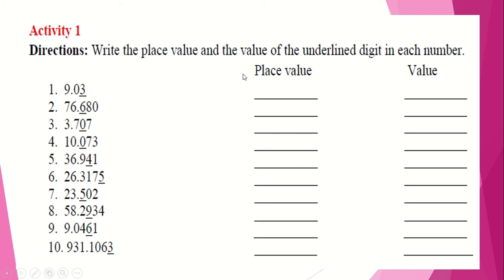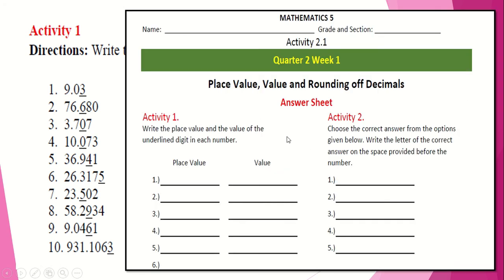Okay? So to answer the activity, it says: write the place value and the value of the underlined digit in each number. The underlined digit here is 3. We have an answer sheet where you will write your answers, and you will pass this answer sheet. What is the place value of this? We have tenths, hundredths. So hundredths is its place value. What is the value? 0.03. You will do the same for the rest of the items.